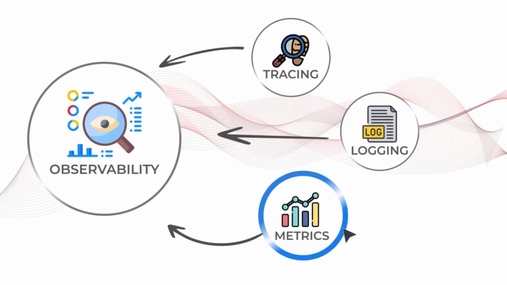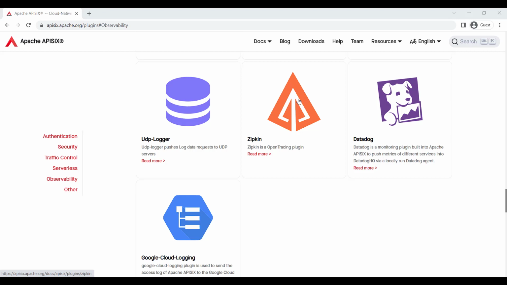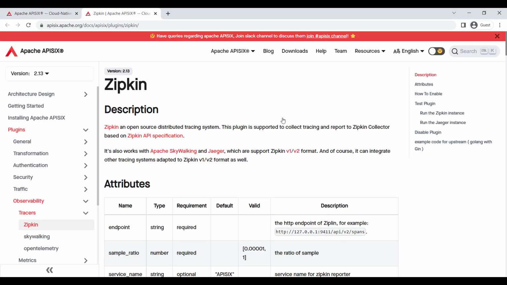The next pillar of API observability is tracing. Tracing, or distributed tracing, allows you to understand the life of your request as it traverses your service network. It allows you to answer questions like what services has this request touched and how much latency was introduced. Traces enable you to further explore which logs to look at for a particular session or related set of API calls. Zipkin is an open source distributed tracing system. The APISIX Zipkin plugin collects traces to the Zipkin collector based on the Zipkin API specification.